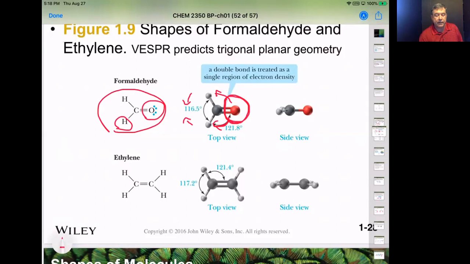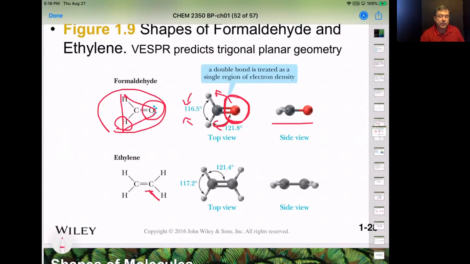Now, again, I said this is planar, so we have this trigonal planar thing. If we look on the side here, all 4 atoms are in the same plane. So that shows us that it's trigonal because it has 3 things bonded to it, and planar. Now with ethylene, we're going to add a little more complexity because we're adding another side here.